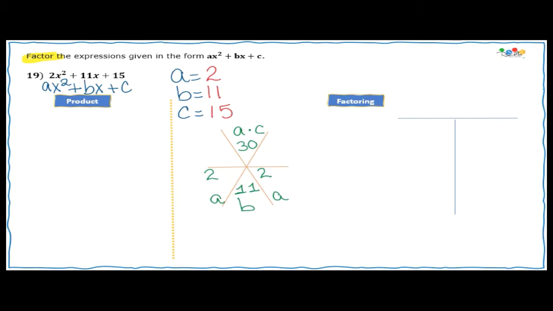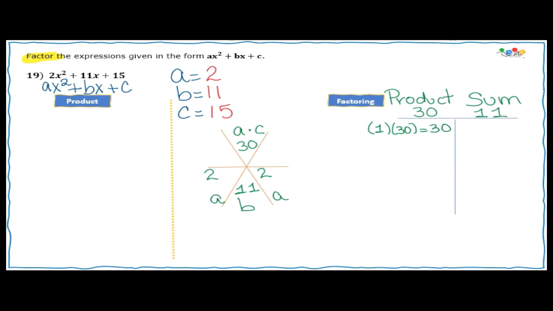We're going to use the T to find the product. So let's write down the word product. And yes, I want the product for the 30, right? And I also want to find the sum of 11. So let's start with the factors. I'm going to start the same way, with 1 times 30. And yes, I do get a positive 30.